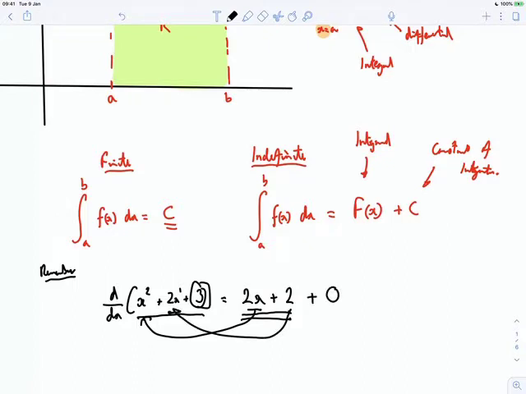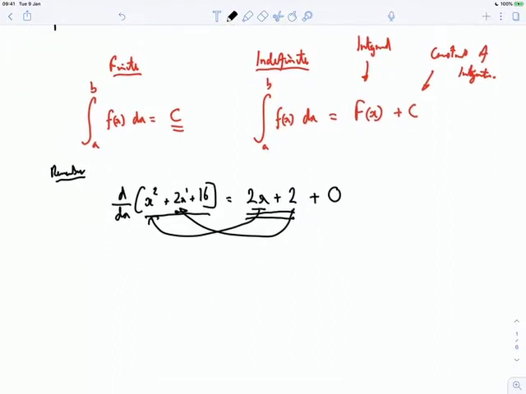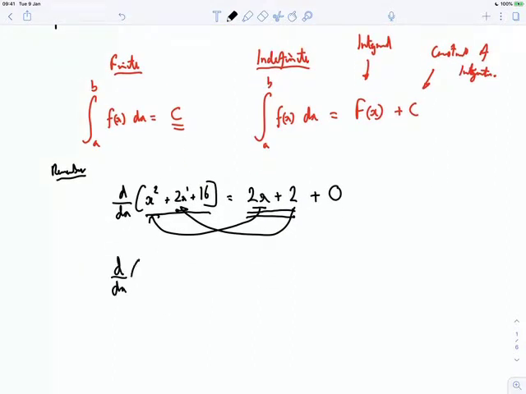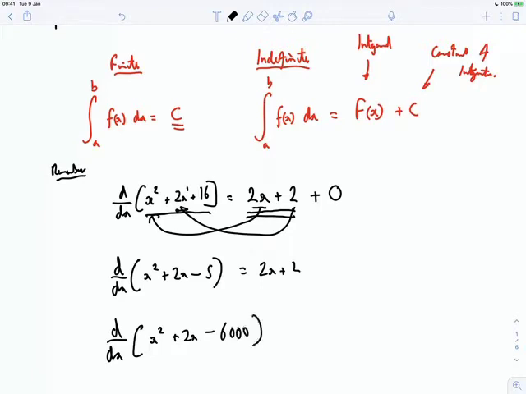But this plus 0 here, well, that 0 could have come from anything. I'd still get the same result if this was a 4, or a 5, or a 16. All of these things are going to be the same. Look, if I differentiate x squared plus 2x minus 5, that's still going to be 2x plus 2. If I was going to have d by dx of x squared plus 2x minus 6,000, that's still going to be 2x plus 2. The point is, the information about what this constant term was lost.